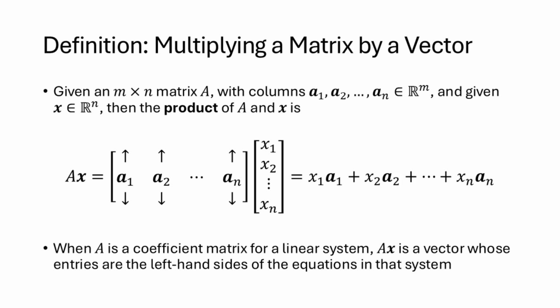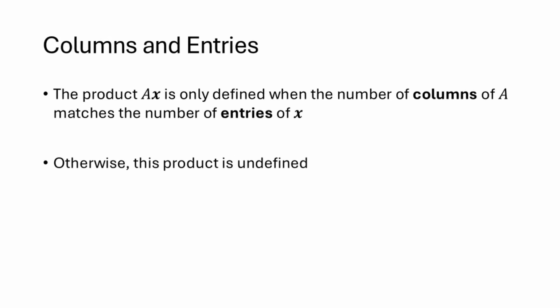In the case where A is a coefficient matrix for a linear system, A times x is a vector whose entries are the left-hand sides of the equations in that system. This product, A times x, again where A is a matrix and x is a vector, is only defined when the number of columns of the matrix matches the number of entries of x. Otherwise, the product is undefined.